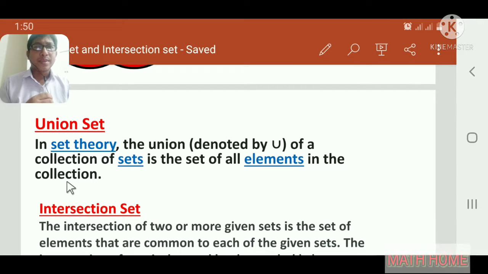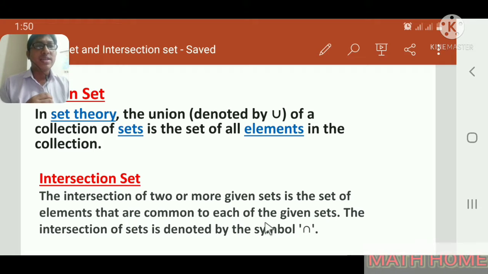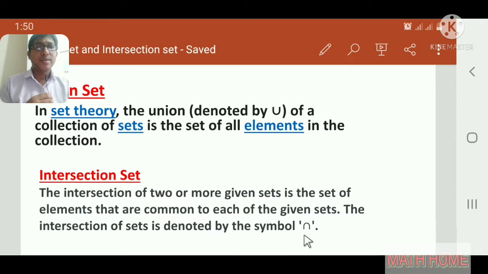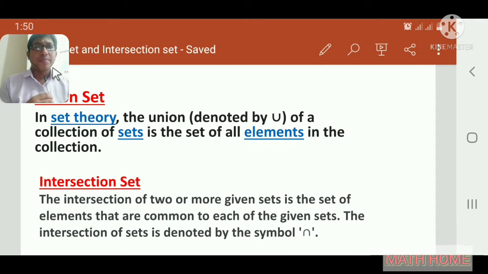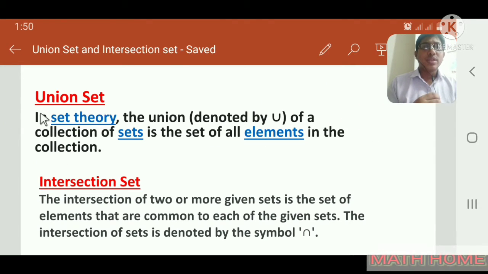Then, intersection set. The intersection of two or more given sets is the set of elements that are common to each of the given sets. The intersection of sets is denoted by this symbol. We can easily say union set is a collection of all sets and intersection set means the common ones.